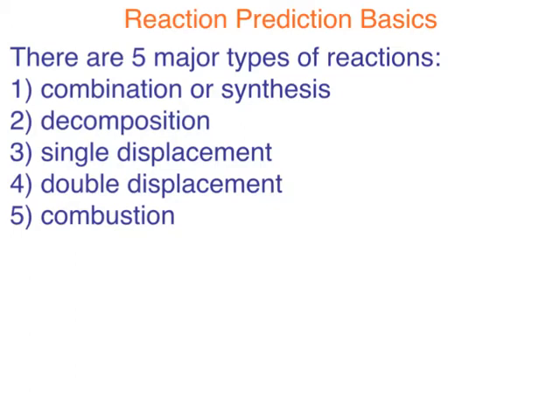The 5 major ones are combination or synthesis. Either one of those is fine. Decomposition, single displacement, double displacement, and combustion. We're going to look at each one of those. We're going to look at what they kind of look like, and then we're going to learn how to predict products based on whether or not we think it's one of those 5 types of reactions. Okay, so let me show you.